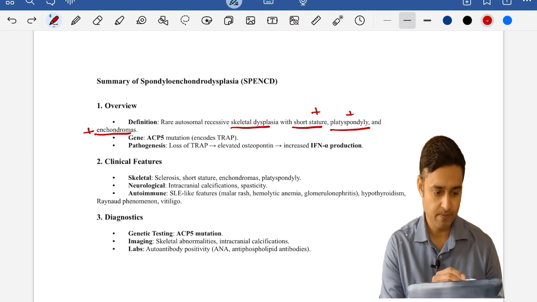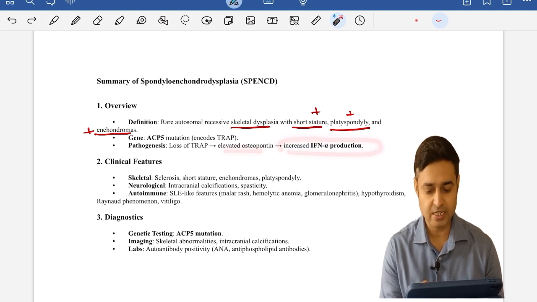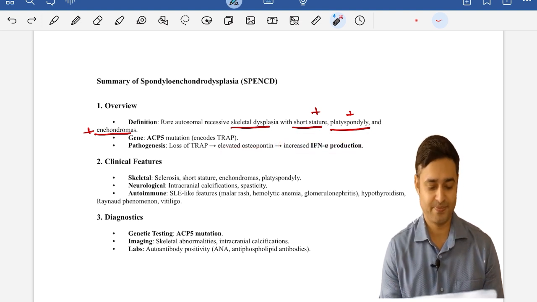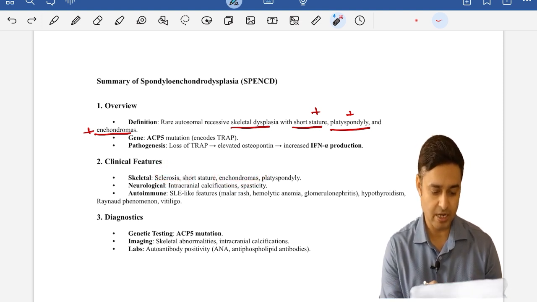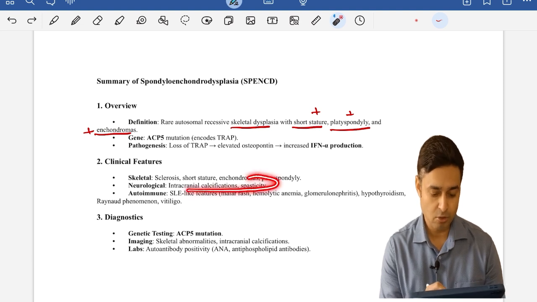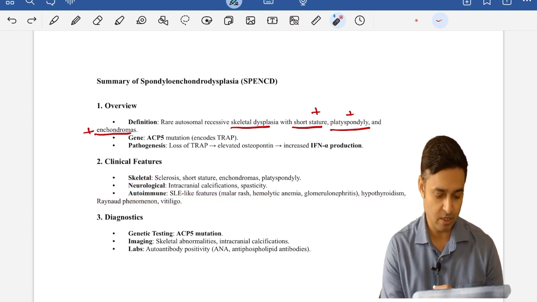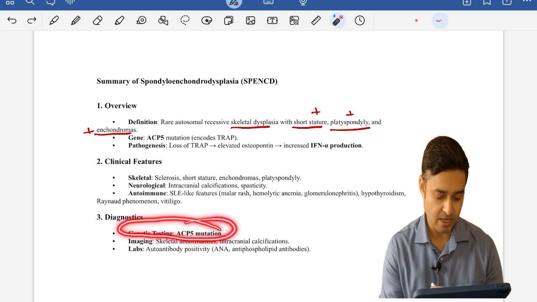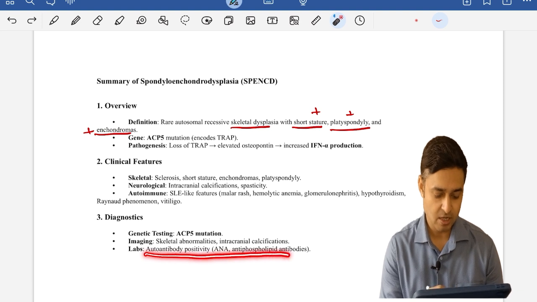What they do is loss of TRAP, elevated osteopontin, increased interferon alpha production. What are the clinical features? Skeletal features: sclerosis, short stature, and enchondroma, which we have discussed. Neurological: intracranial calcification, spasticity. Autoimmune, SLE-like features, hypothyroidism, Raynaud phenomenon, vitiligo. Diagnosis: genetic testing by ACP5 mutation, imaging with intracranial calcification, labs with ANA and APLA positivity.